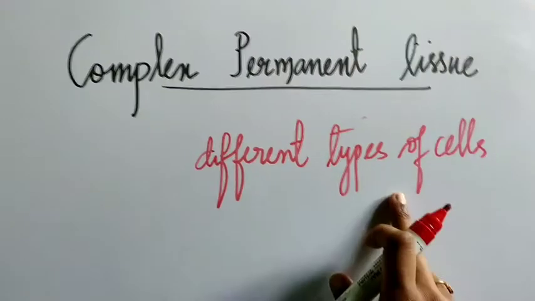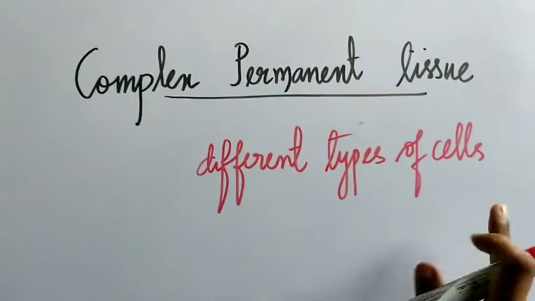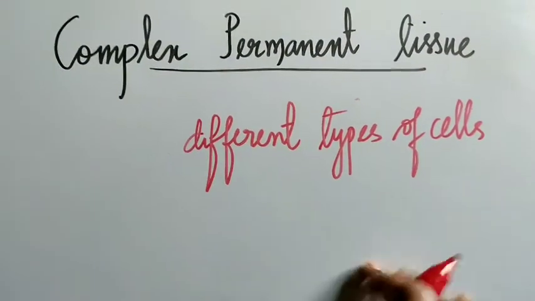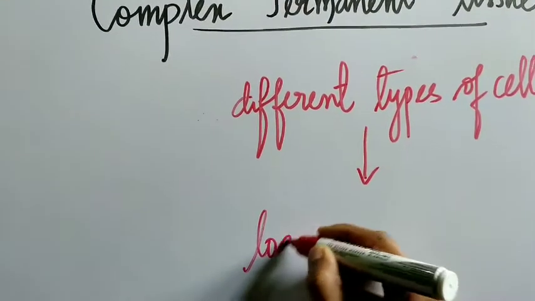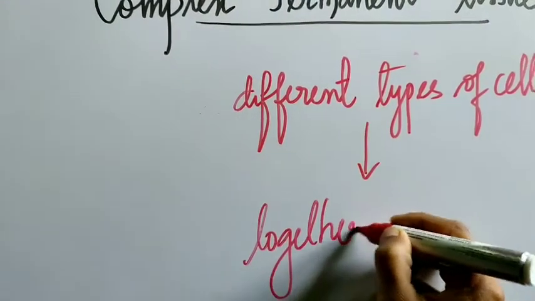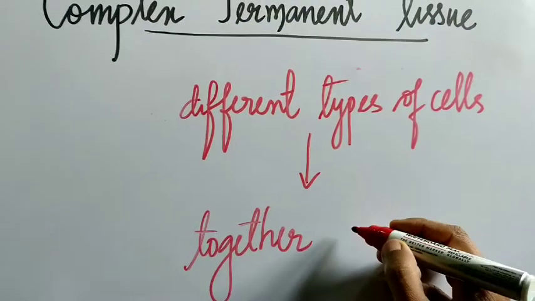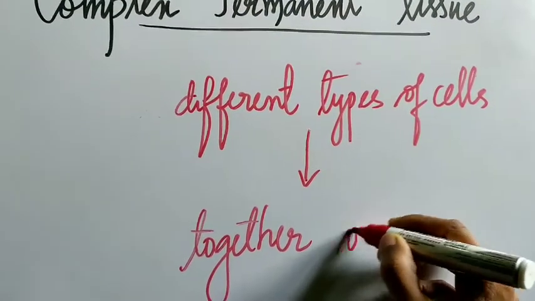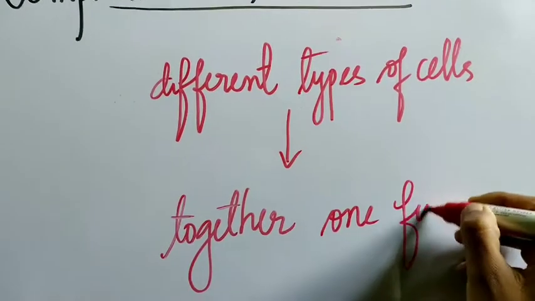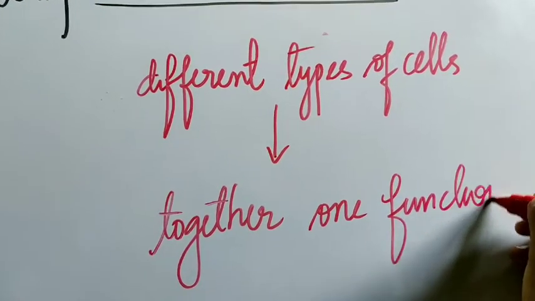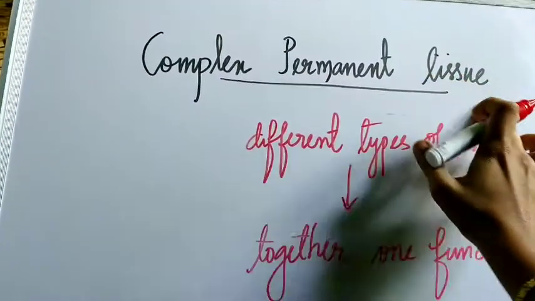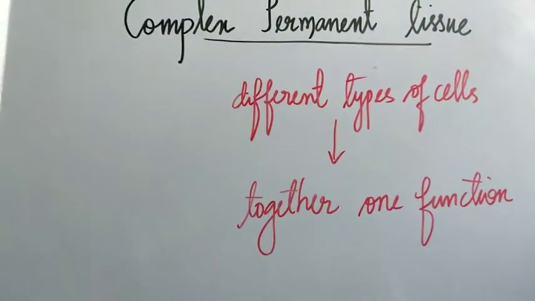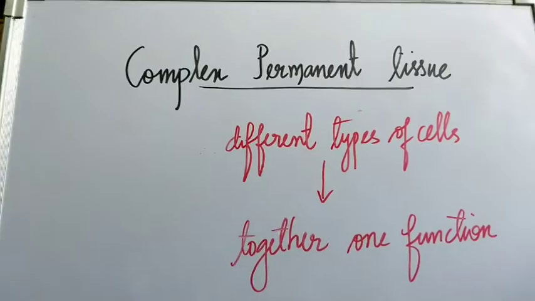These cells may be different in how they look, that is, in shape and size, but together they perform a particular function. That is, together they coordinate to perform one function. So the complex permanent tissue in plants will be discussed in today's session.